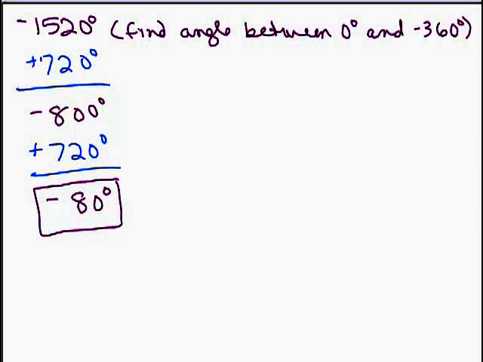Aha. It's interesting. It's very close to that first problem. In the negatives, we're going to add 720 again. So this one's coterminal with negative 80 degrees. If you remember, in the first problem we did, we showed that positive 1520 degrees was coterminal with positive 80 degrees, and negative 1520 degrees is coterminal with negative 80 degrees. So you can see there's different questions people would ask you about coterminal angles.